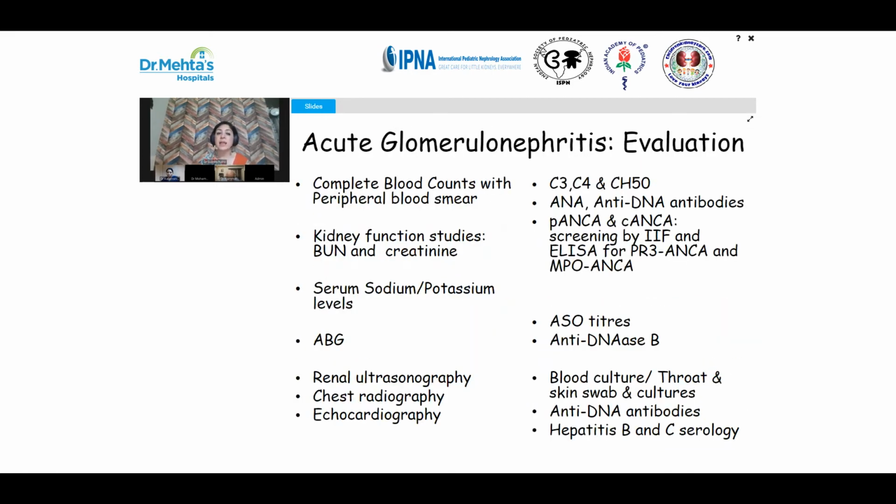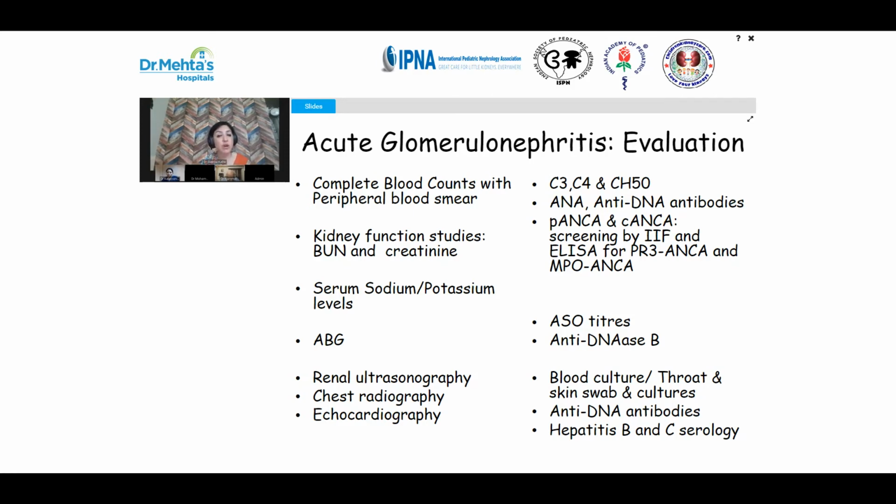So what are the other investigations that we need in a child with acute glomerulonephritis? We need complete blood counts with peripheral blood smear. This is essentially to rule out any causes of pancytopenia, thrombocytopenia, where schistocytes point strongly towards hemolytic uremic syndrome. We need kidney function tests with urea and creatinine, ABG for metabolic acidosis, and potassium levels to understand whether this child may require urgent renal replacement therapy, especially in children with rapidly progressive glomerulonephritis.